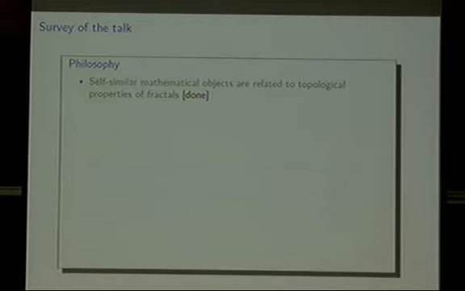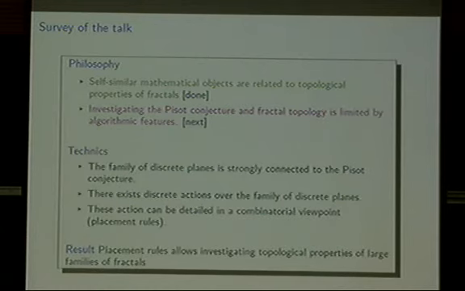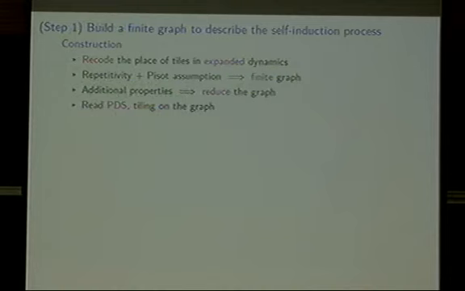So what I want to say is that self-similar mathematical objects are related to topological properties of fractals. This has been seen in many papers. And then the problem is that when we are investigating the topological properties of fractals, we are very limited by algorithmic features. So this is what I want to explain now.